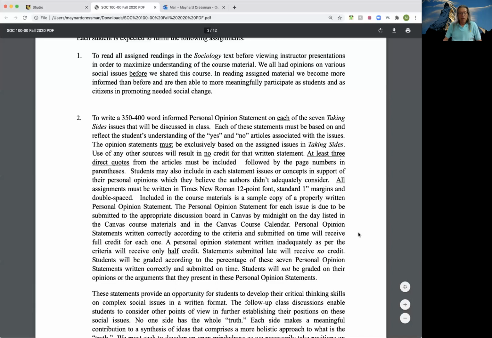So a personal opinion statement written inadequately per the criteria, meaning you had less than 350 words, or you did not have 3 direct quotes, or you did not put the page numbers after each direct quote, as I said, you're only going to get half credit even if you submit it on time. Statements submitted late will receive no credit even if you did them absolutely correctly. You need to get things done in a timely manner.